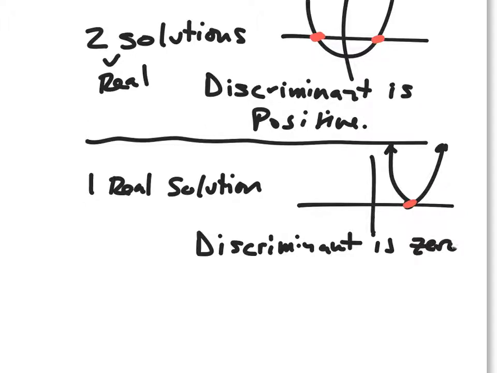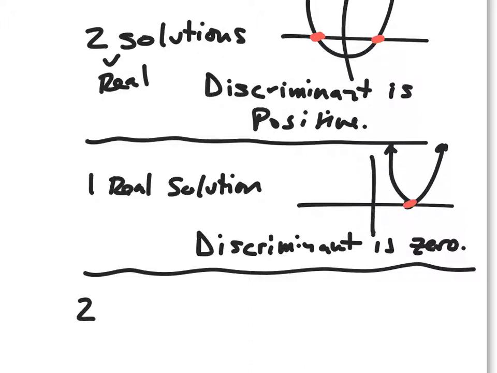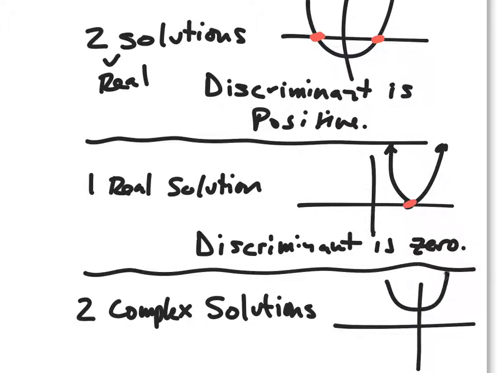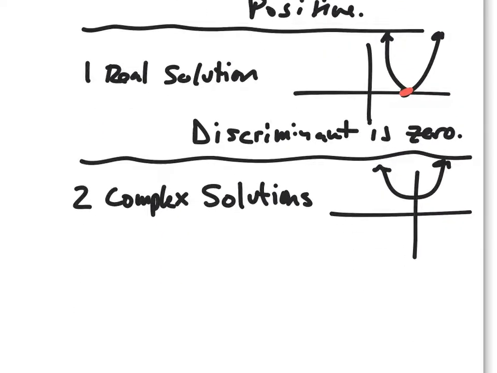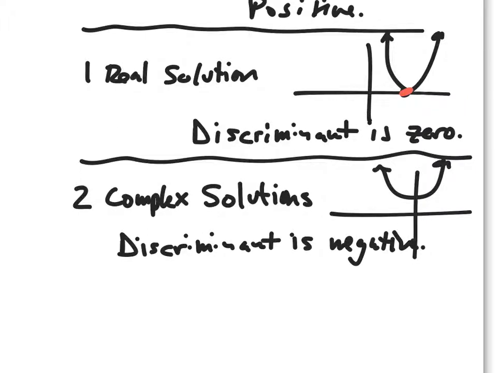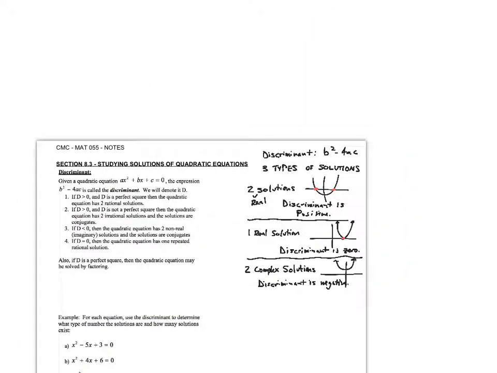And then the third option that we have is two complex solutions. That's where we don't have any x-intercepts. It doesn't cross the x-axis. And what happens here is that the discriminant is negative. Those are the three options that we've got.